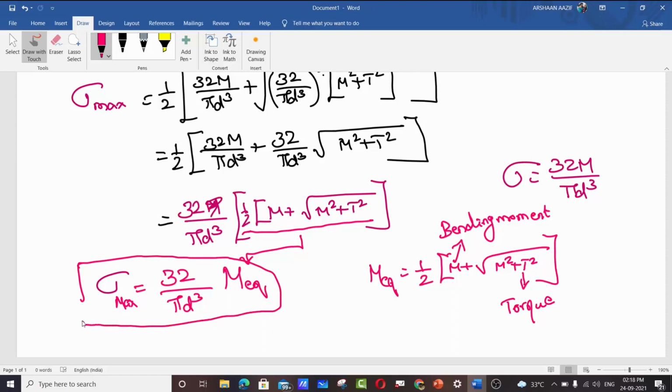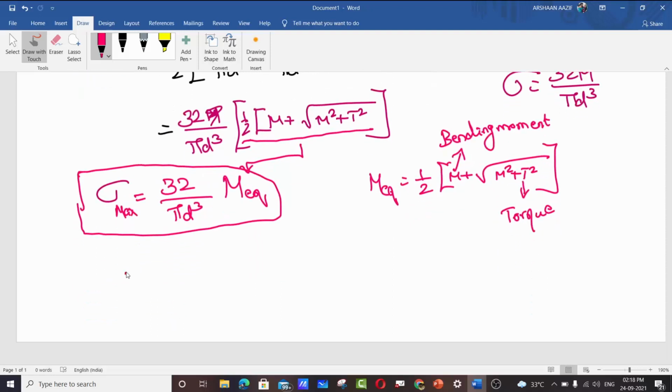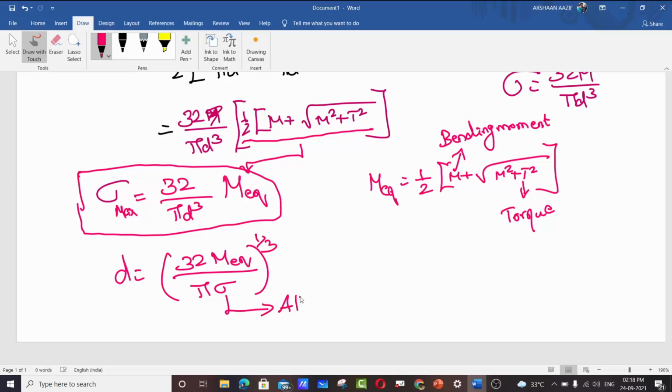So most of the problem, as already stated, we will be designing the shaft. That will be, we will be finding the diameter of the shaft. So we can write it as 32m equivalent divided by pi sigma the whole power 1 by 3, where this sigma is the allowable stress. So using this equation, we can design shaft which is experiencing both combined stresses, that is both sigma and tau. So this is your allowable stress.